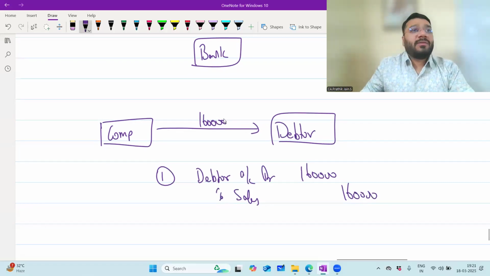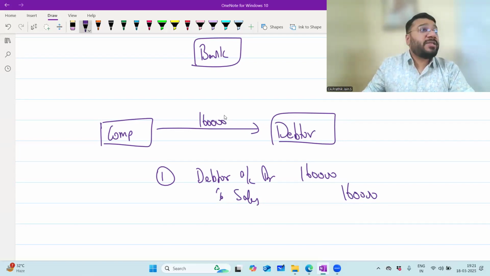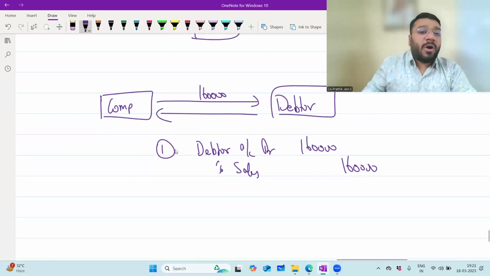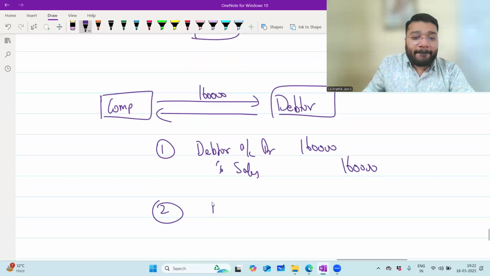Along with the goods that are being sent, you'll send an invoice, and along with the invoice you'll send the bill of exchange, which the debtor has to sign and give back. So when the bill is signed and given back, on the date of receipt of the bill, what is the entry? Bills receivable account debit to debtor, 160.